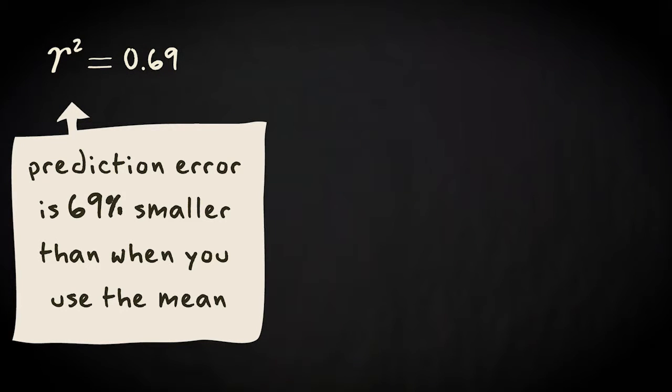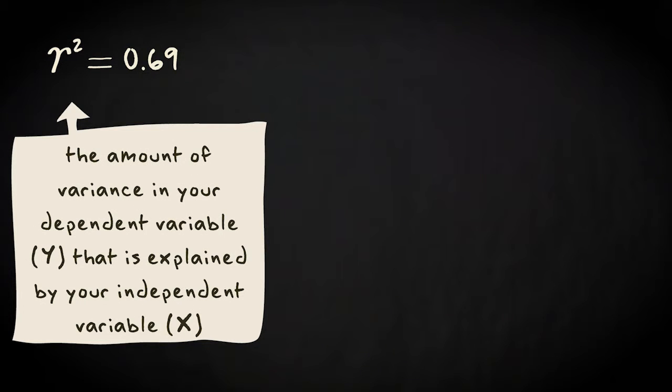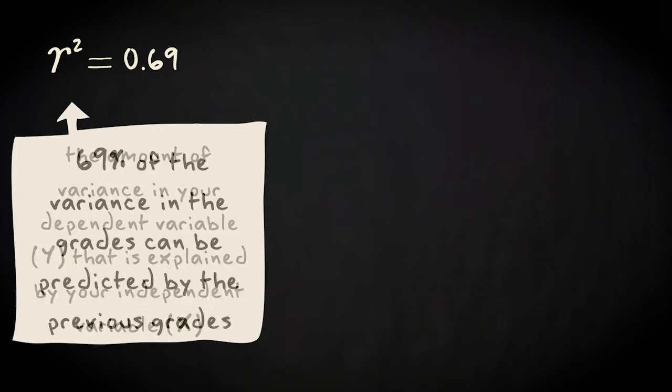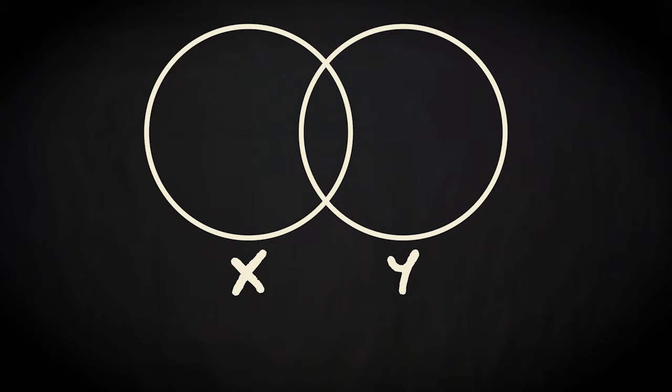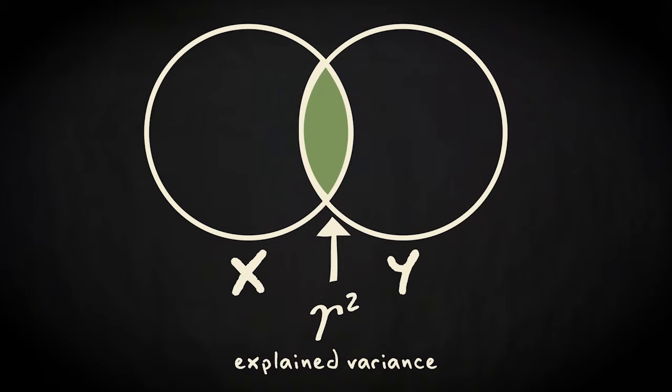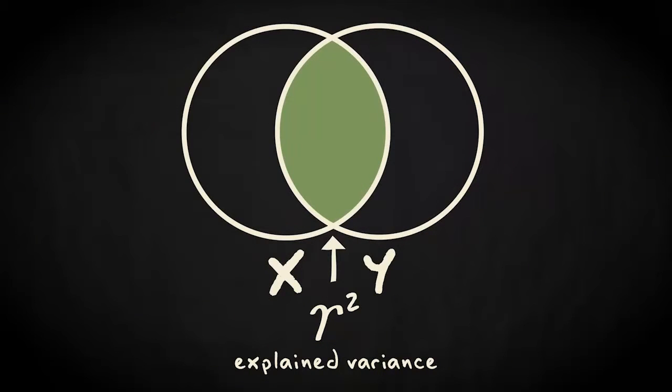R-squared can also be interpreted in another way. It is the amount of variance in your dependent variable y that is explained by your independent variable x. The variance of a variable tells you how far the scores are spread out from the mean. So in our case, it means that 69% of the variance in the present grades can be predicted by the grades during the previous exam. This interpretation can be represented visually by these two circles. The left circle represents the variance of independent variable x, and the right circle stands for the variance of dependent variable y. The overlap represents R-squared, or the explained variance. When there is only a little overlap, R-squared is small, and when there is a lot of overlap, R-squared is large.